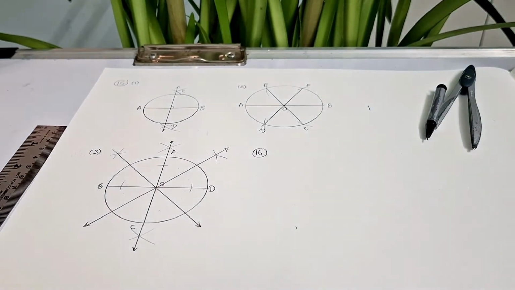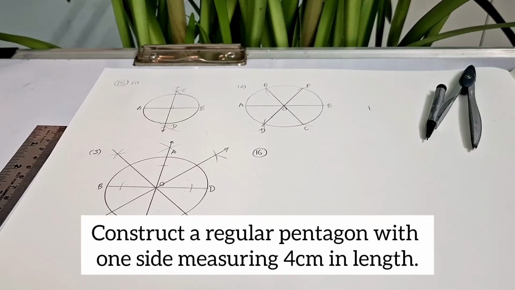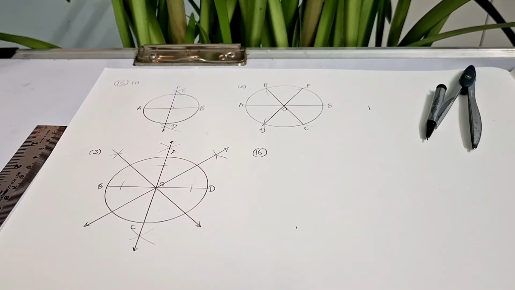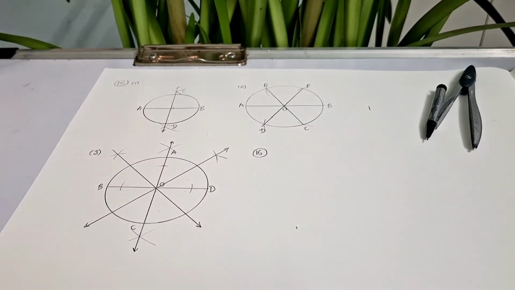Question number 16 is construction of a pentagon. This is quite a complicated one. Construct a regular pentagon with one side measuring 4 cm in length. So what is the meaning of a regular pentagon? Why are they using the word regular? They are using it to specify that all the sides of this pentagon are of equal measurement, one of which they are giving us as 4 cm. So all the sides of this pentagon are going to be 4 cm.